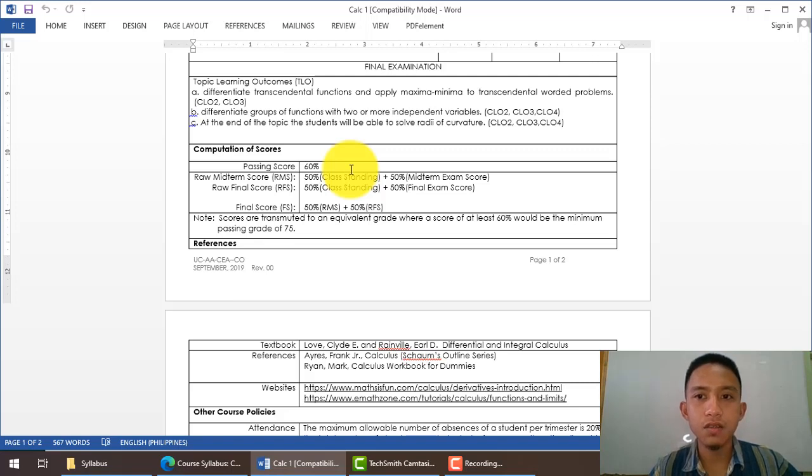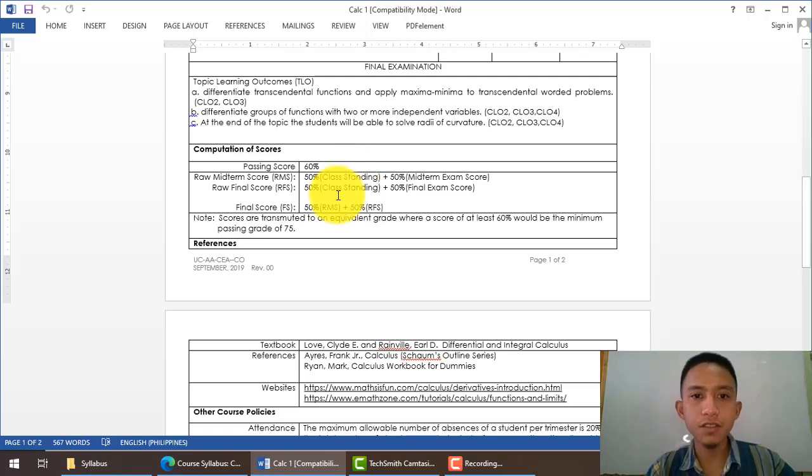So you get the 75 grade when you have an average of at least 60. Once you compute the average of all your activities and it is less than 60, then you can expect a grade which is less than 75, and that is failing.